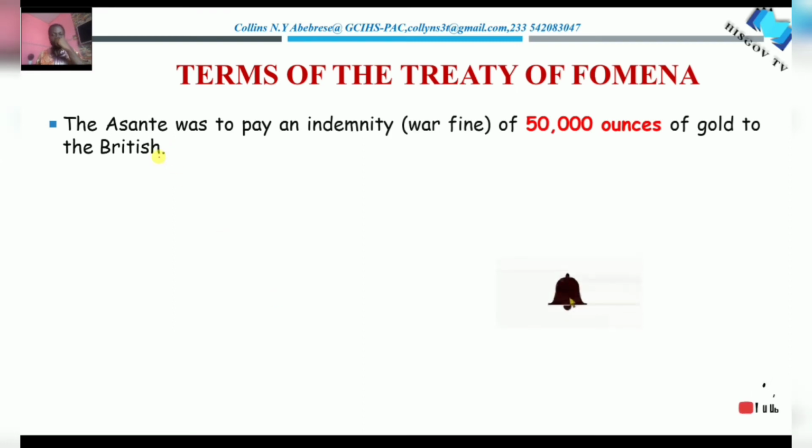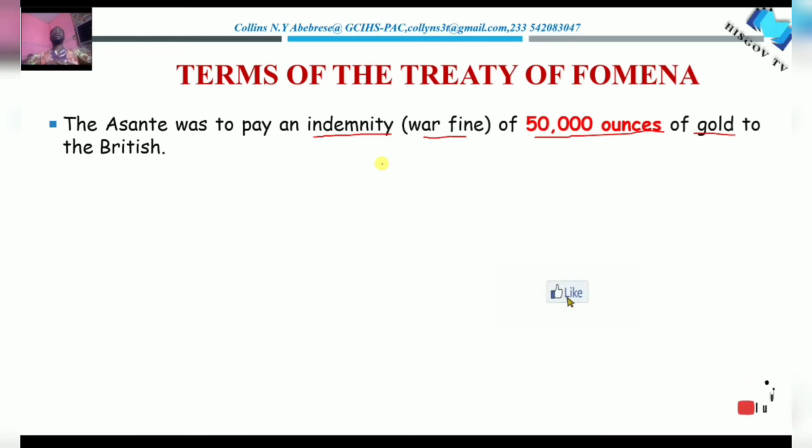So the first term of the treaty, or one of the agreements in the treaty, was that the Asante Empire was to pay an indemnity, and we also call it war fine, of 50,000 ounces of gold to the British. 50,000 ounces of gold to the British. That is a lot of money. War indemnity. So what is war indemnity? Somebody may ask.